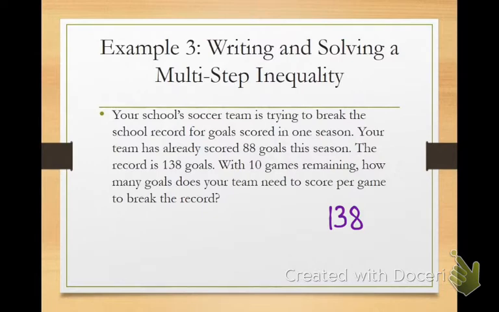88. What is it? 88. 88 goals have already been scored. It doesn't matter how many games are left in the year. Those 88 goals are locked in. Okay, so that's separate. But I do need to know how many goals I need to score per game for the remaining 10 games to still beat the record.